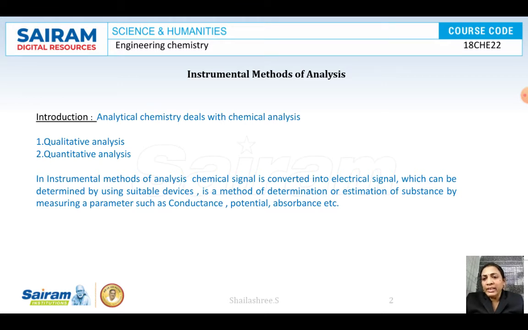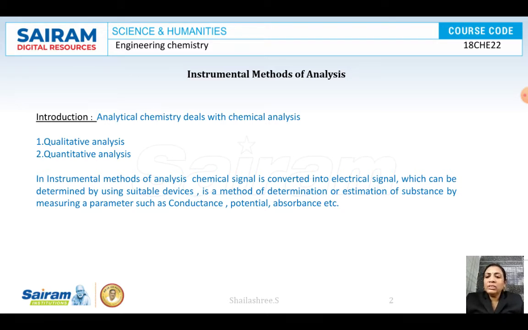What is this qualitative analysis? Like in the practicals you should have done, right? A salt will be given. You will find out where it is dissolving and you will carry out some reactions. When it gives positive results, you will determine that the given compound is so and so, like sodium chloride or potassium. You are just determining the compound. That is qualitative analysis.